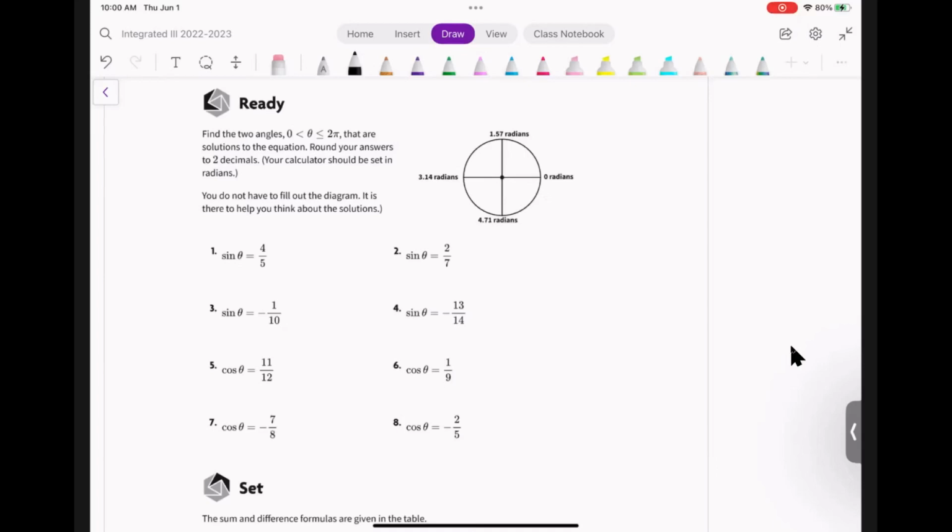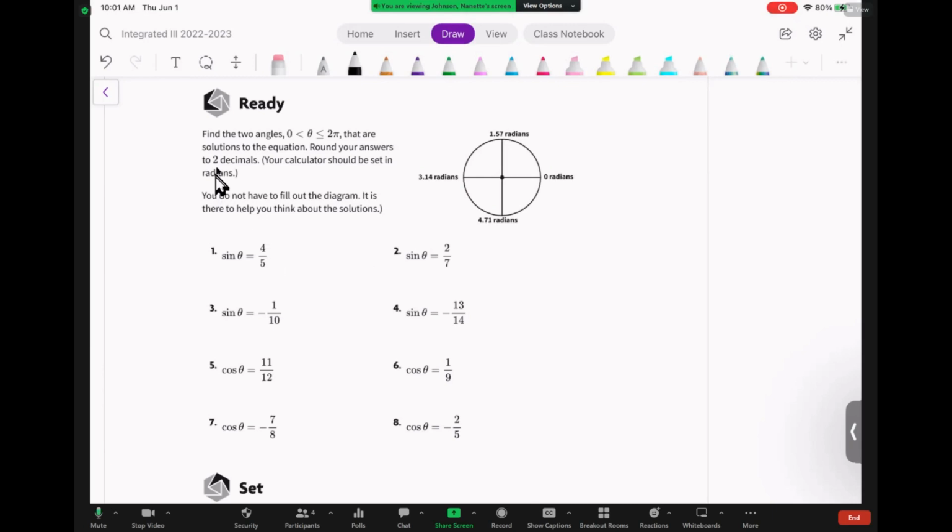Okay, so we're going to do 7.7, ready, set, go, number 4. And it's sine of theta equals negative 13 over 14. They're asking you to find the two angles in the first rotation, so from 0 to 2 pi, that are solutions to the equation, and then round your answers to 2 decimals.